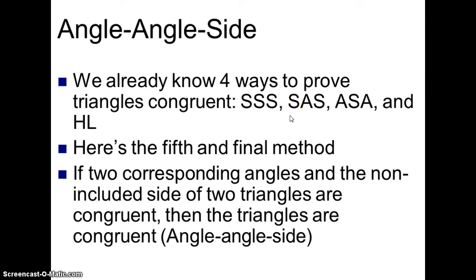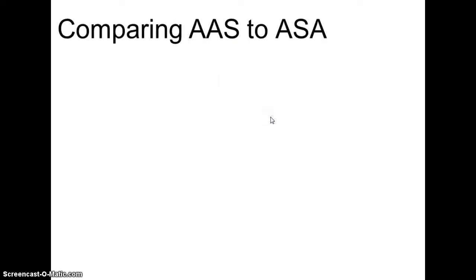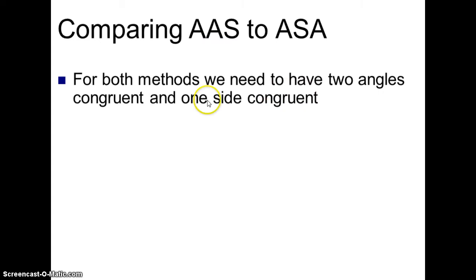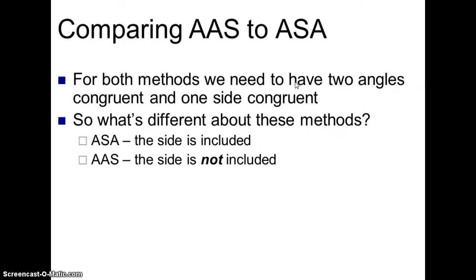And it says if two corresponding angles and the non-included side of two triangles are congruent, then the triangles are congruent. So the side is not going to be between the two angles. It's going to be in a different location. It seems like AAS and ASA are the same thing, but they're not. So for both methods, we still need to have two angles congruent and one side congruent. The key difference is the location of that side. For angle side angle, the corresponding side that's congruent is between the congruent angles. For angle angle side, the side is not going to be.